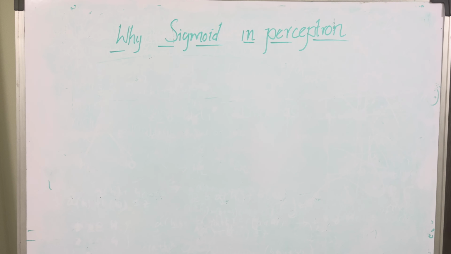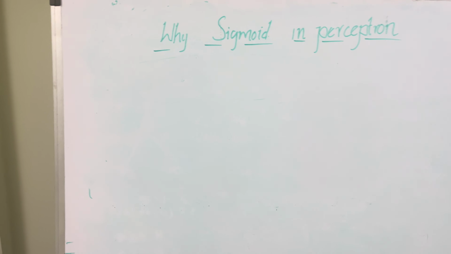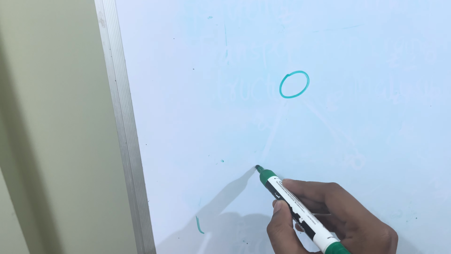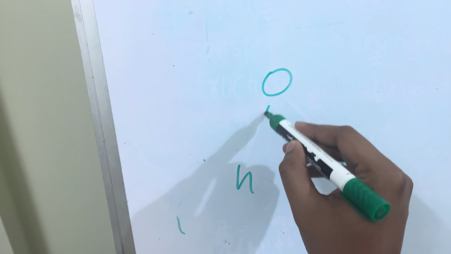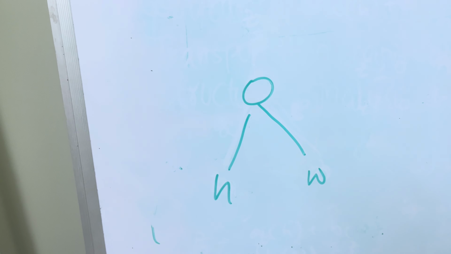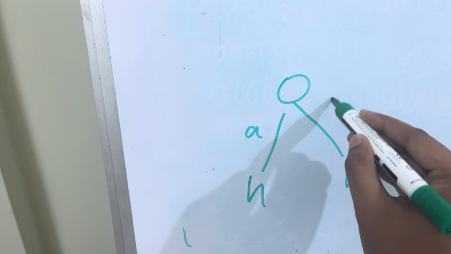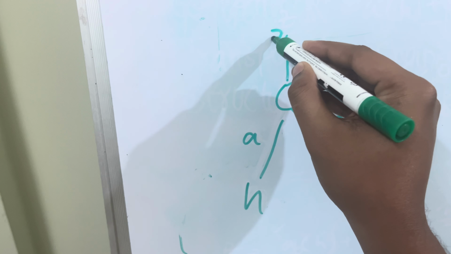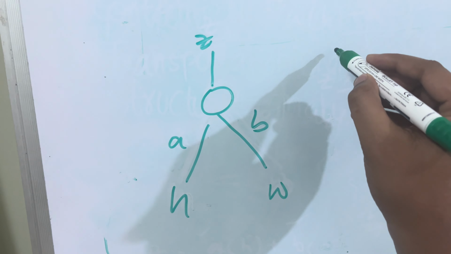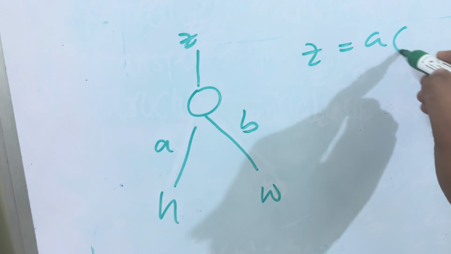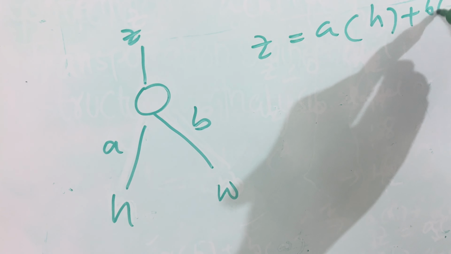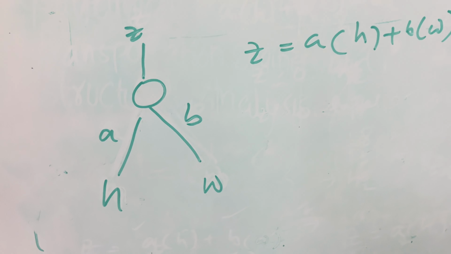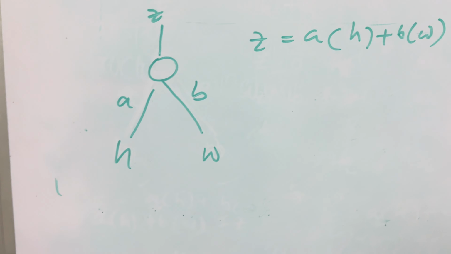Why was sigmoid introduced in the perceptron? Let's take a perceptron. H and W are the inputs to the perceptron, A and B are the weights, and Z is the output. We know Z equals A times H plus B times W.